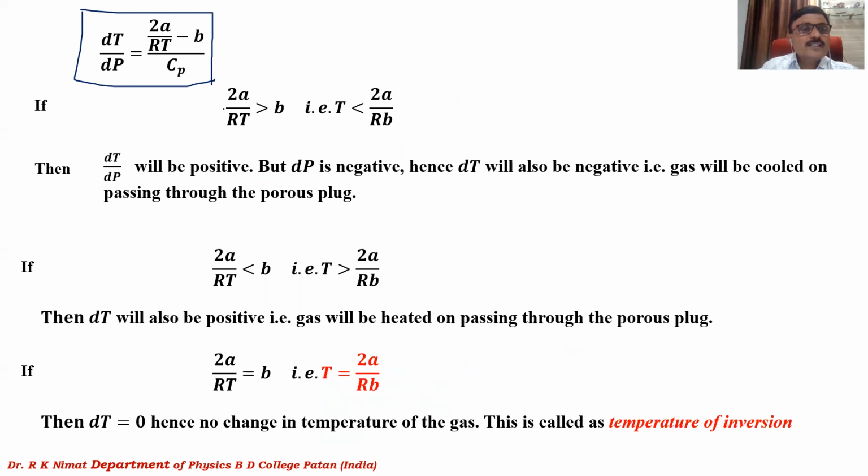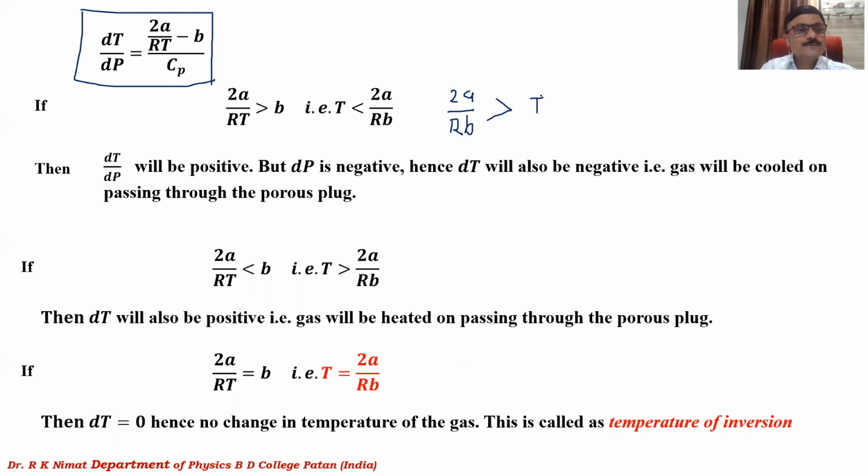Let us consider the first case: suppose 2a divided by RT is greater than b. Now this is very important. The interpretation of the equation is very important. That means T is less than 2a divided by Rb, or you can write this as 2a divided by Rb is greater than T.